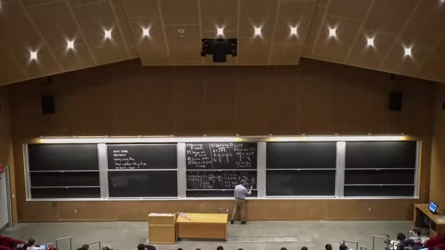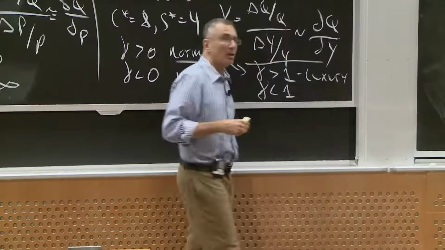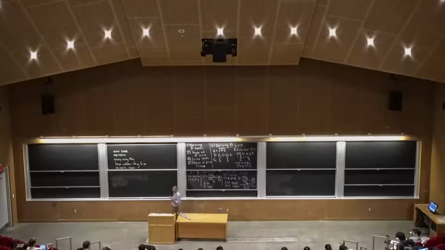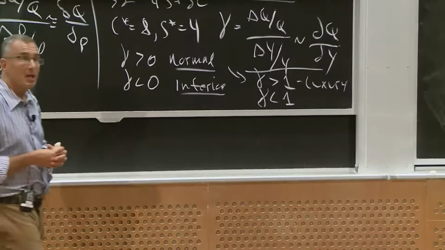So a classic luxury good would be eating at restaurants. When you're poor, you have to make your own dinners because eating at restaurants is too expensive. As you get richer, a larger and larger share of your budget will be consumed by eating at restaurants. Okay, that's a luxury good.